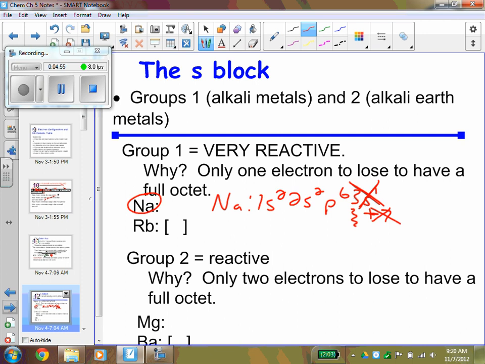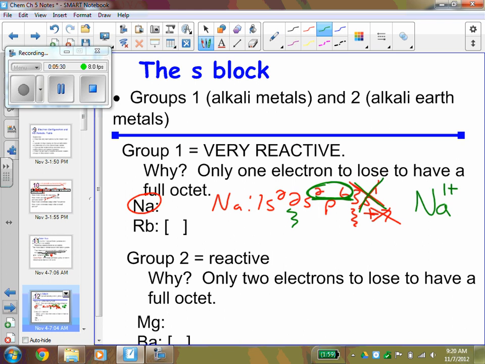When you lose an electron, you'll notice that the highest occupied energy level of 2 has a full octet, 2s2, 2p6. So therefore, sodium wants to lose an electron to have a full octet sitting underneath. And what that does is, if I have a full octet now by losing an electron, then I have an overall positive charge. So sodium actually becomes a +1 charge when it loses an electron. So that's the answer to the question, why is it so reactive? It only has one electron to lose.